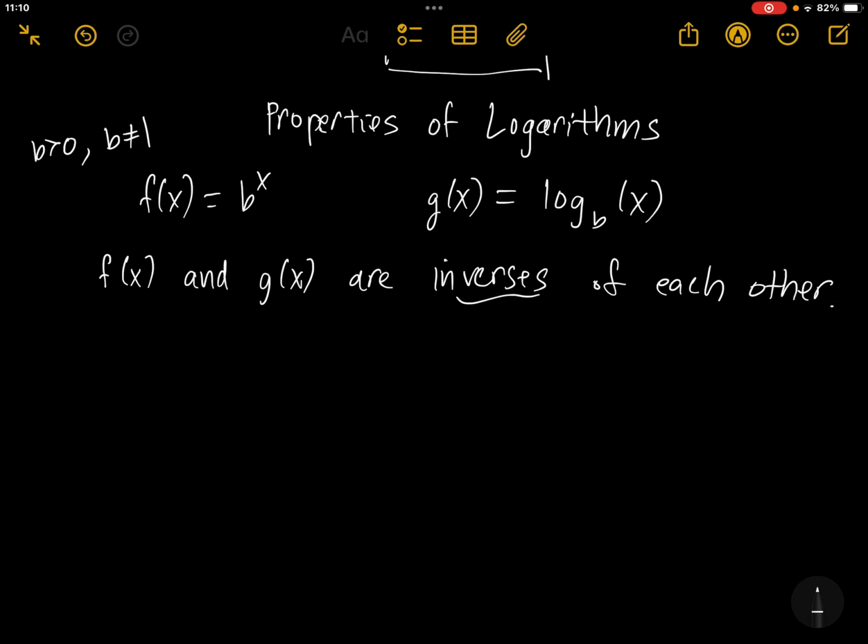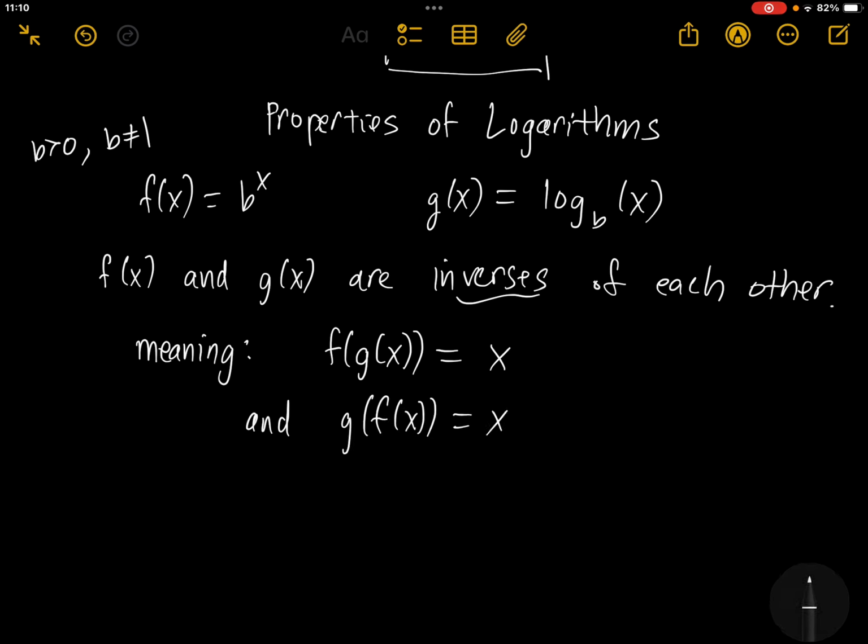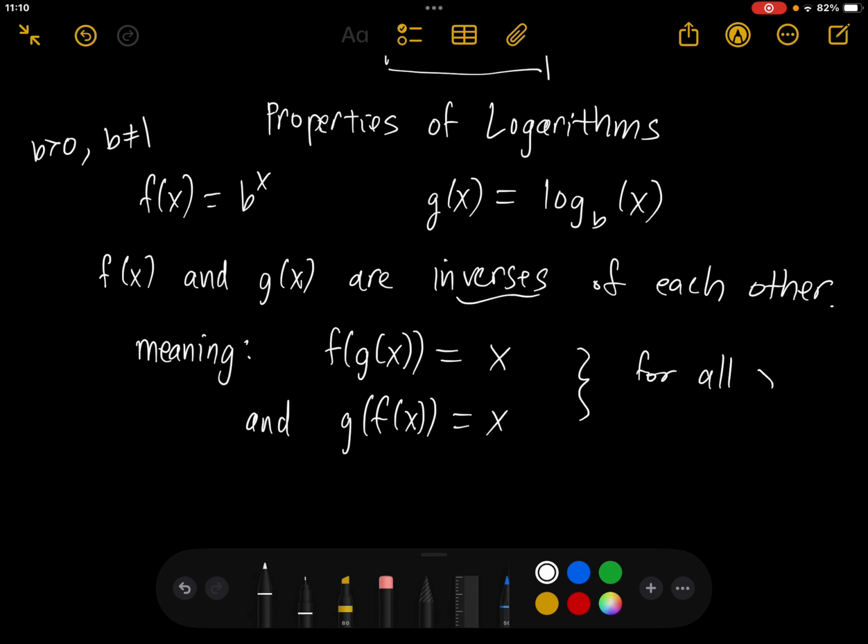There's a general concept of the inverse of a function, which in this video we won't get into. But what it means is that f of g of x equals x. So if you plug x into the function g, you get g of x. Then when you plug that into your f, you get x, so the original input. And it also means that g of f of x equals x. So this is for all x in the domain.